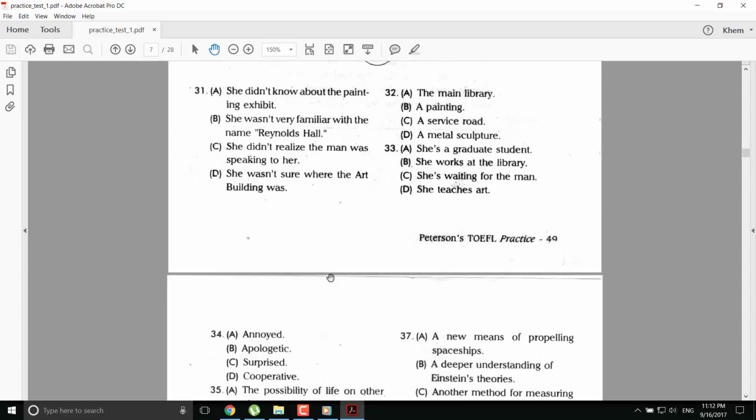Questions 35 through 38. Listen to a conversation in an astronomy class.